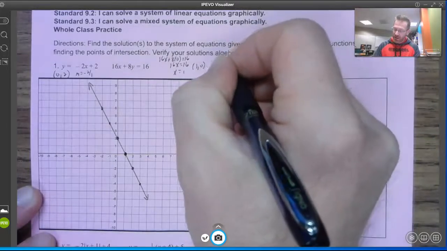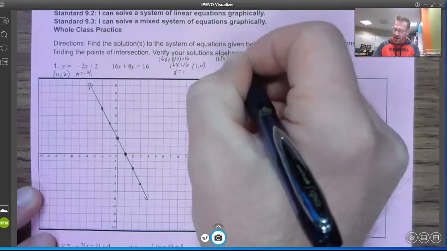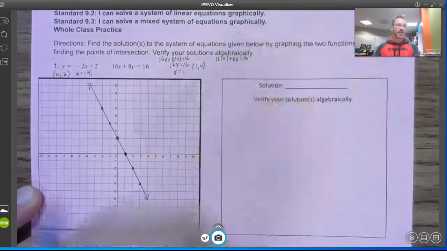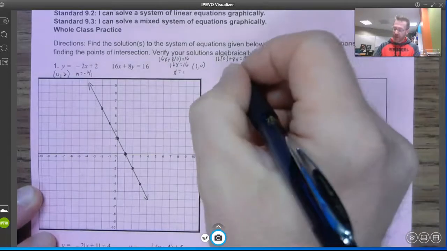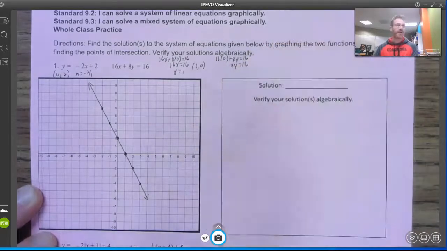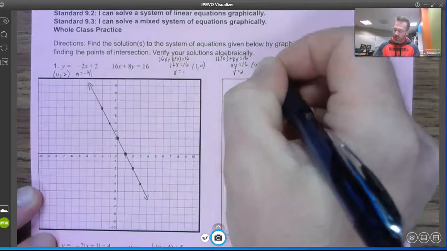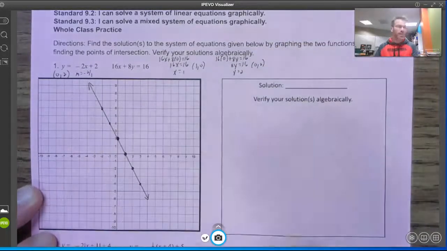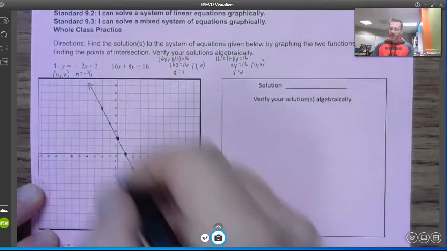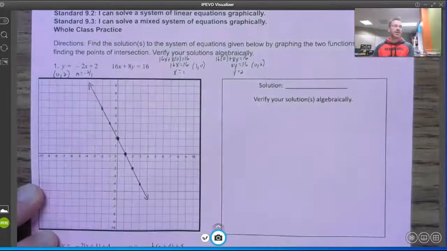So we know x is 0 when we find the y-intercept. 16 times 0 is 0. That leaves me 8y equals 16. Now 8 times what is 16? And that would be 2. So that means my y-intercept is 0, 2, which would be right here. So I get the same x and y-intercept, and I would just draw the same line.